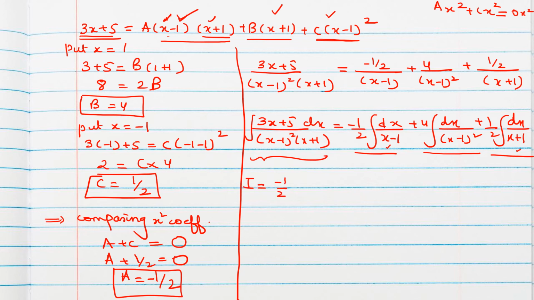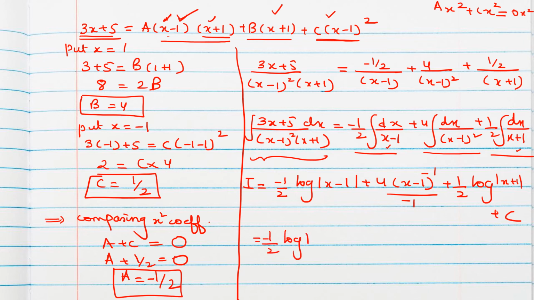So minus half log of mod x minus 1, plus 4. For this, we can use the power rule. Minus power is minus 2. Add 1 to the power, divide by the same power, plus half log of mod x plus 1, plus c. So finally, minus half log of mod x minus 1, and this we can write as minus 4 divided by x minus 1, plus half log of mod x plus 1, plus c.